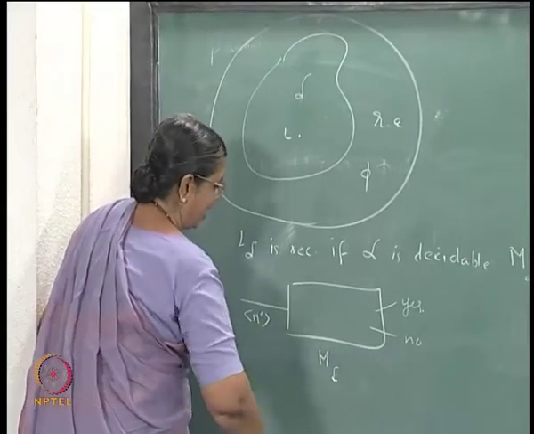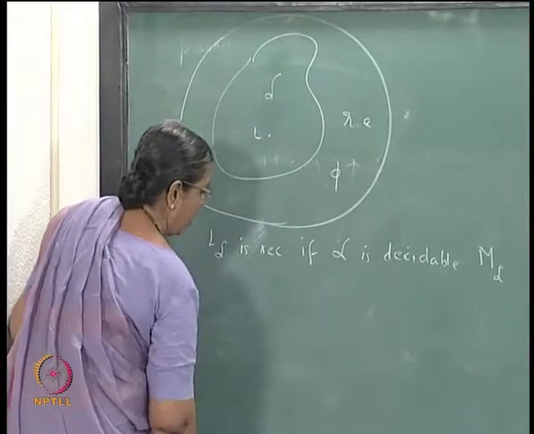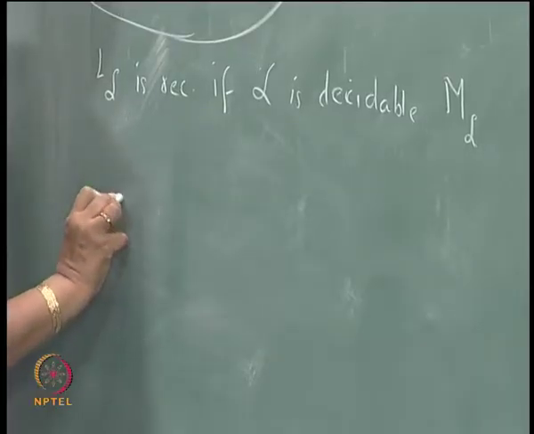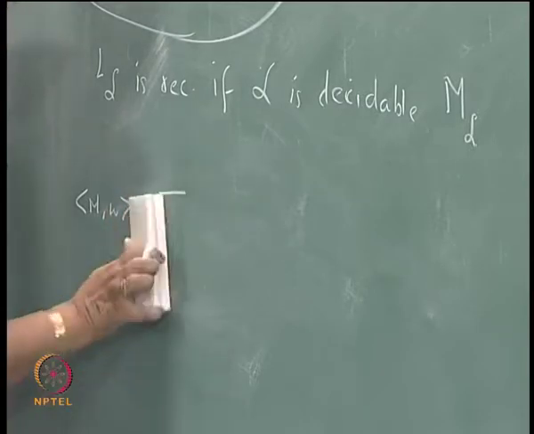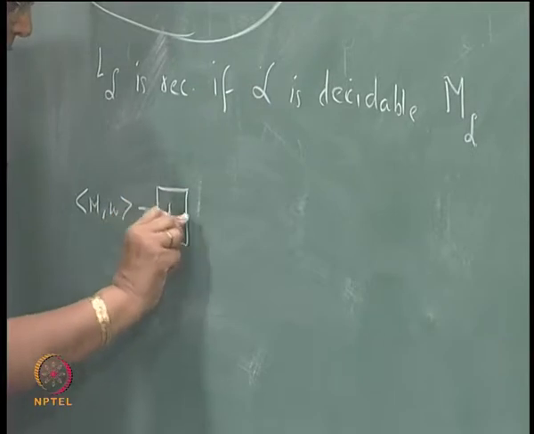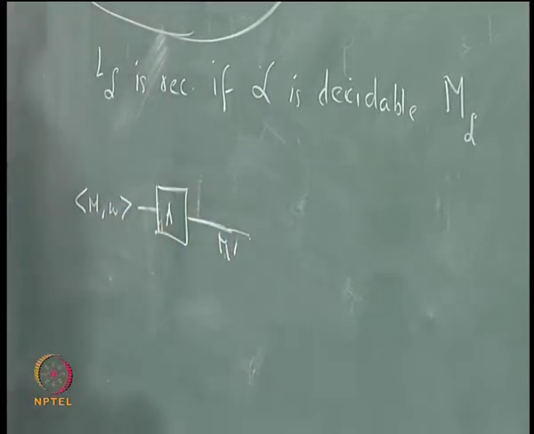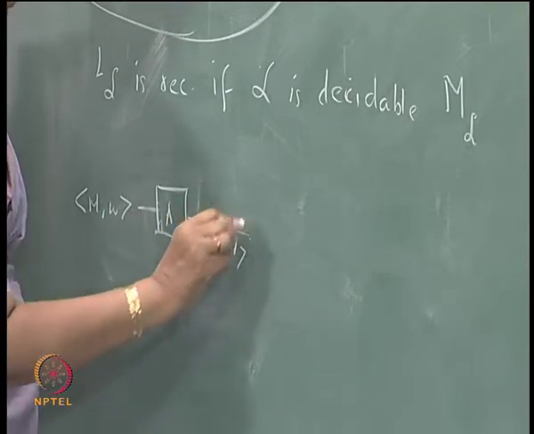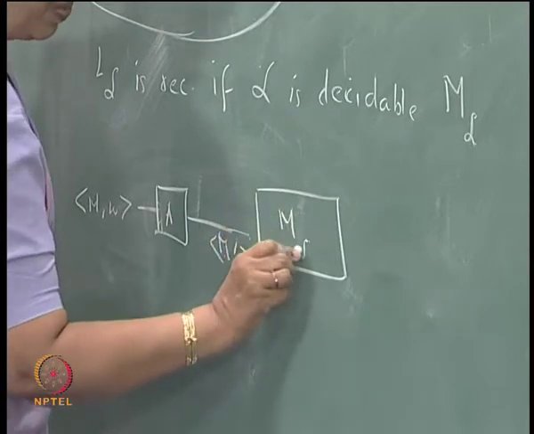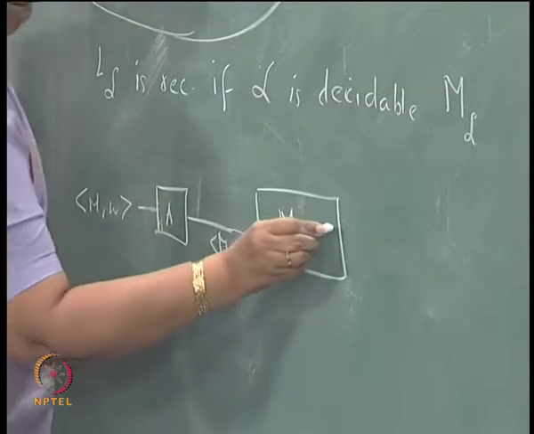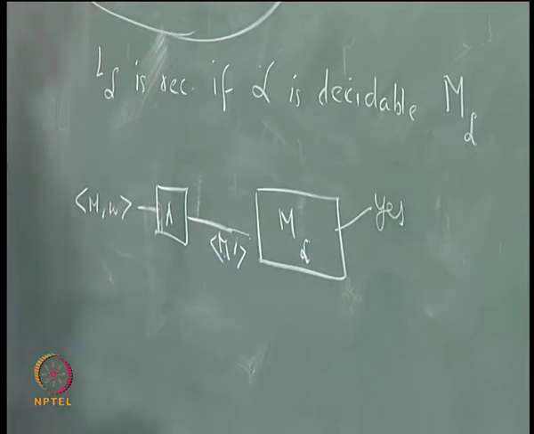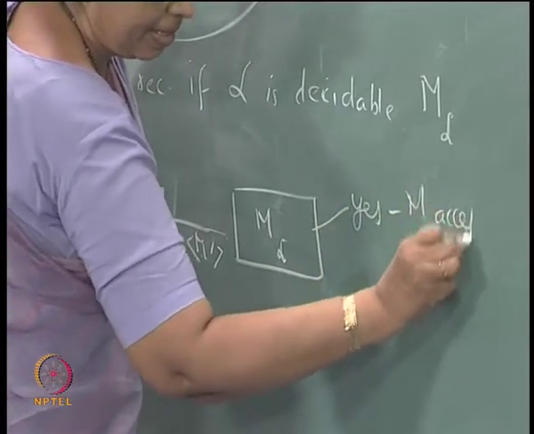I will write this diagram in a slightly different manner. Okay. So, given M and W, you have an algorithm which will construct M', this constructs M', and the encoding of M' is given as an input to MS. Right, and if this says yes, that means M accepts W.